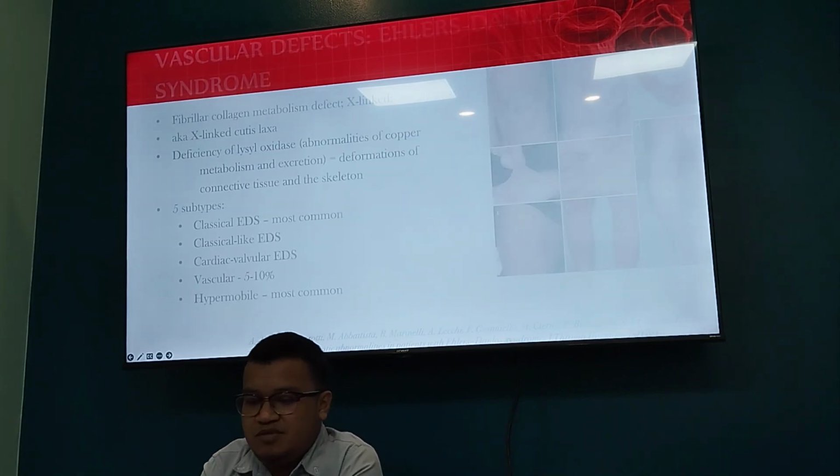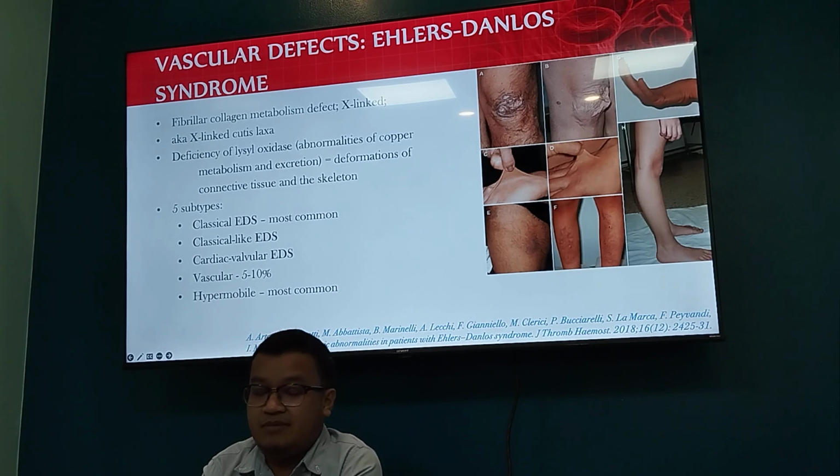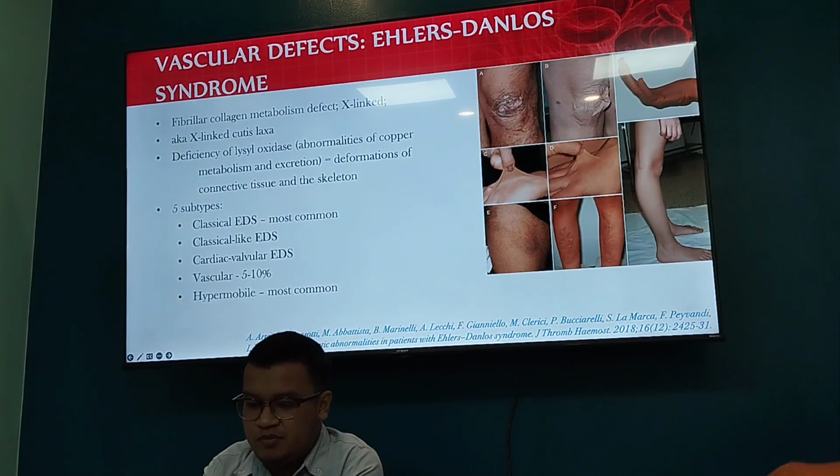Alright, so the next disease would be the Ehlers-Danlos syndrome. It is a fibrillar collagen metabolism defect. It is also known as X-linked cutis laxa. It is an X-linked recessive condition that leads to the deficiency of the enzyme lysyl oxidase. So lysyl oxidase deficiency results in abnormality of copper metabolism and excretion that cause deformations of connective tissue and skeleton.